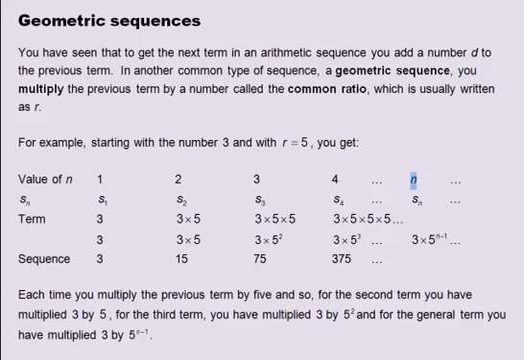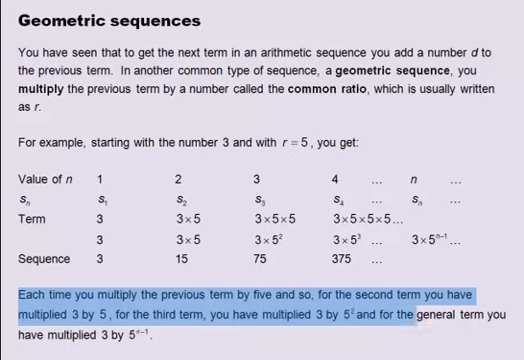So the nth term, Sn, is 3 multiplied by 5 to the power n minus 1. Each time you multiply the previous term by 5, and so for the second term you have multiplied 3 by 5, for the third term you have multiplied 3 by 5 squared, and for the general term you have multiplied 3 by 5 to the power n minus 1.